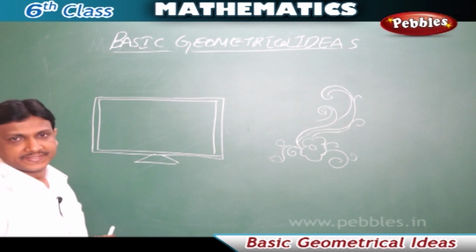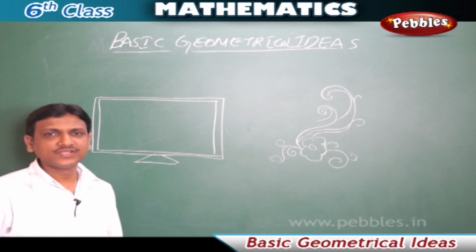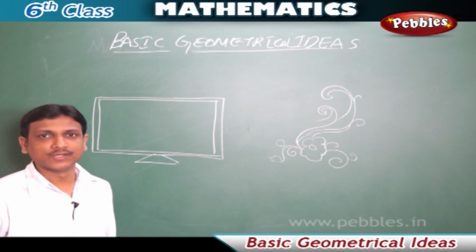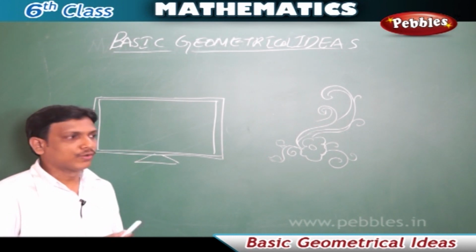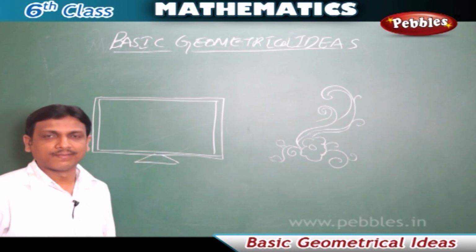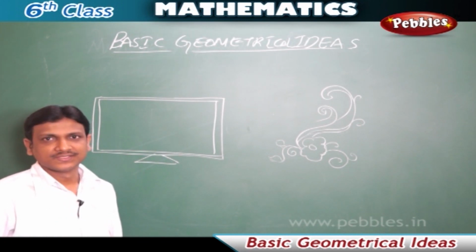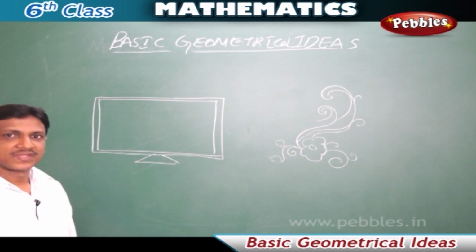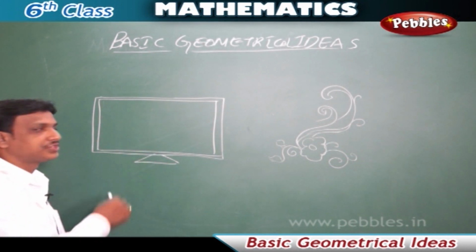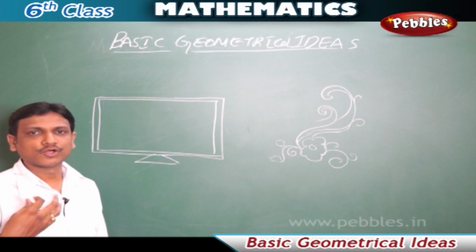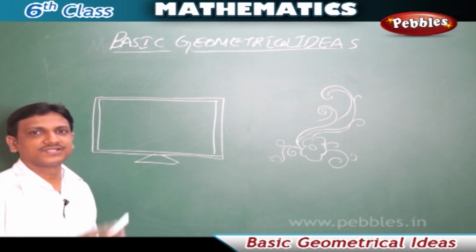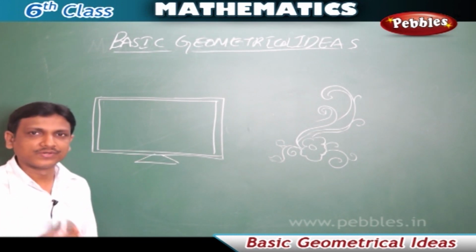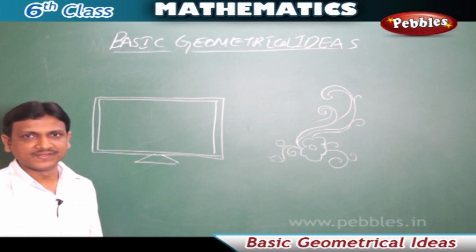Basic geometrical ideas. In our daily life, we see so many things around us. We see trees, buildings, so many objects, instruments, appliances. In all these things, we find some specific shapes. Say for example, if we see a TV, we find a rectangular shape in that. So whatever the different objects are there around us, they have some specific shapes.